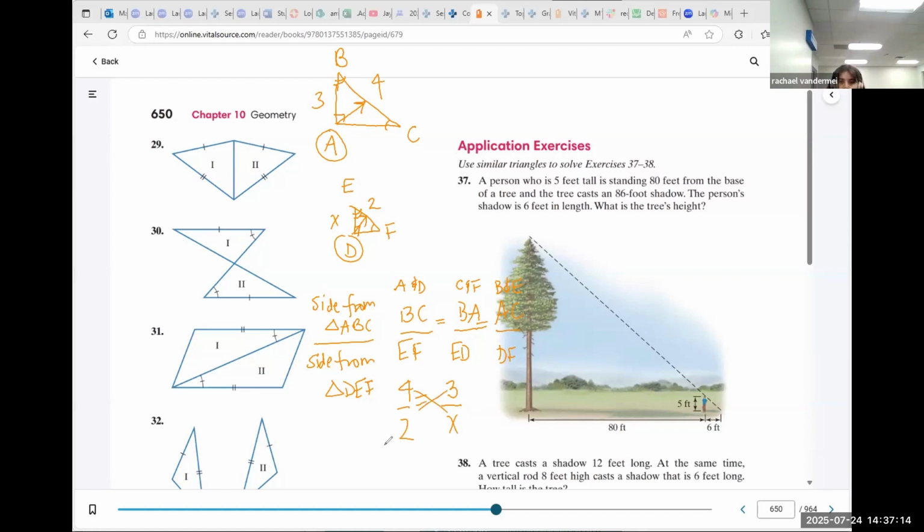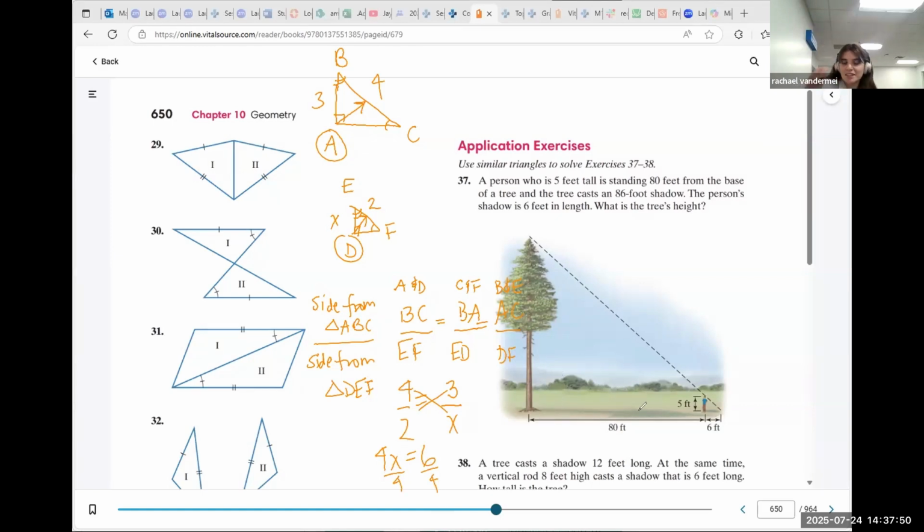So it would be 4x equals 6. And then would you divide by 2? Whatever I multiply by here, I have to divide by as well. So x is 6/4. That makes more sense. I think it's just like the tree.